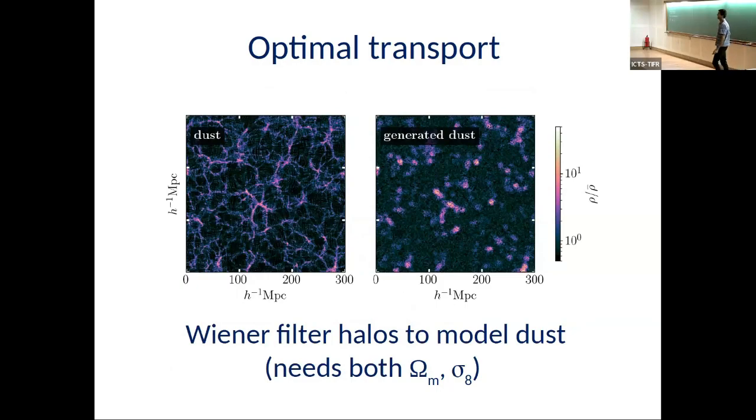You could say, I think the dust sort of sits around the halos, and so where there are more halos, there's also more dust. And so you can write down the sort of Wiener filter estimate: given the halos that I saw, where is the dust likely to be?